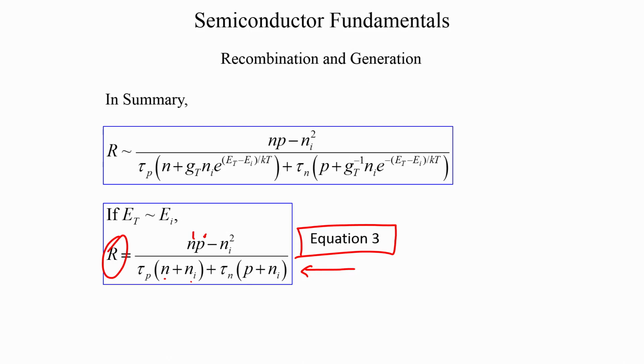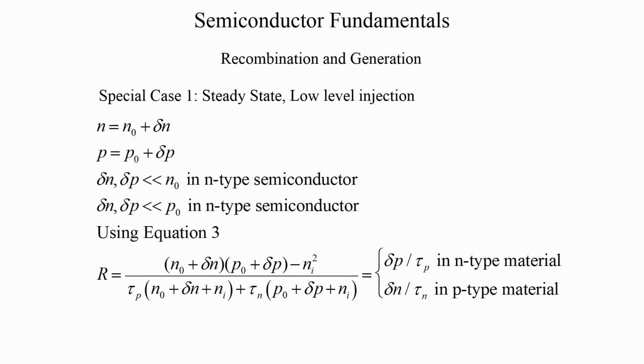So, let us solve a few examples. So, we will make use of equation 3 and let us solve a few examples. So, we will take two conditions, okay, two special cases, because these are going to be useful to us later down the road, and we can simply refer back to these arguments. So, the first special case is something called low level injection. So, we are in non-equilibrium, okay, and we are in steady state, and we have a condition called low level injection.